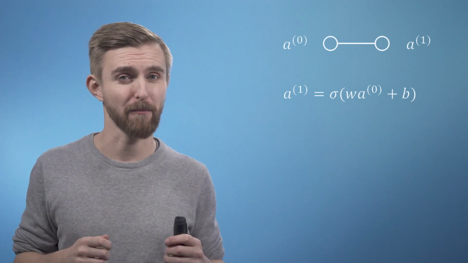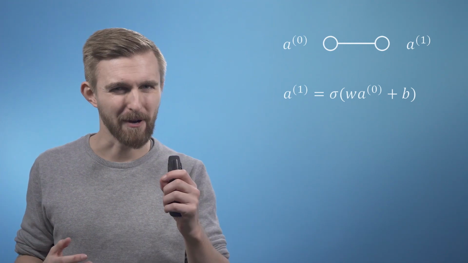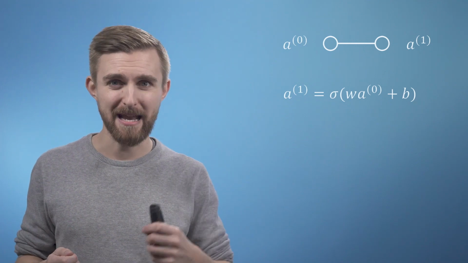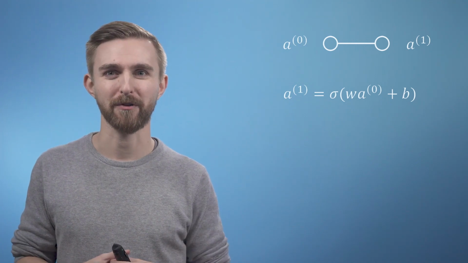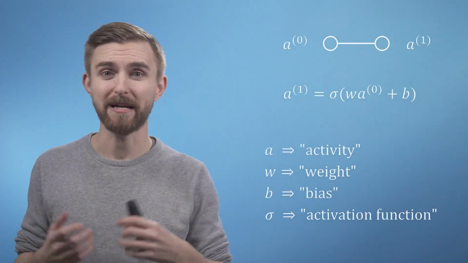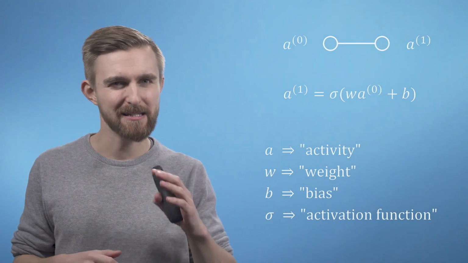a1 equals sigma of w times a0 plus b, where b and w are just numbers, but sigma is itself a function. It's useful at this point to give each of these terms a name, as it will help you keep track of what's going on when things get a bit more complicated. So our a terms are called activities, w is a weight, b is a bias, and sigma is what we call an activation function.